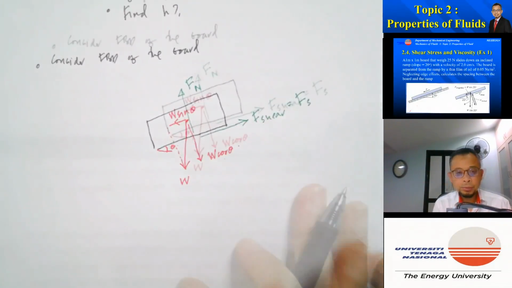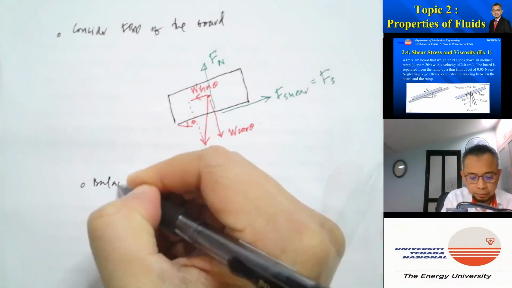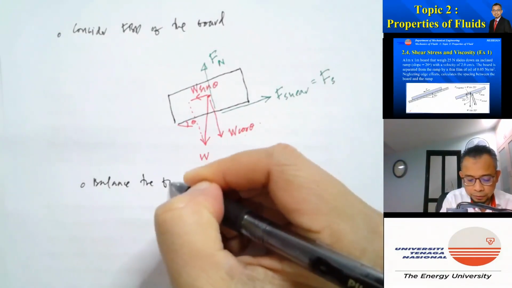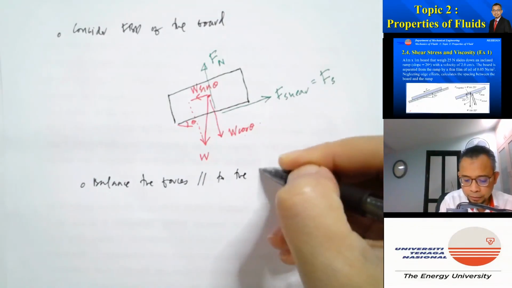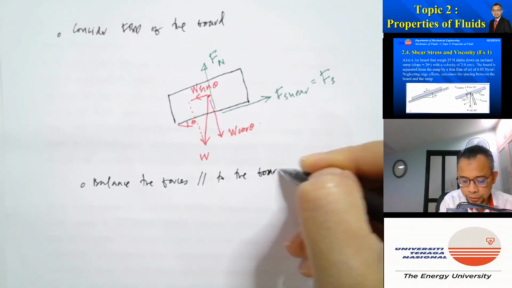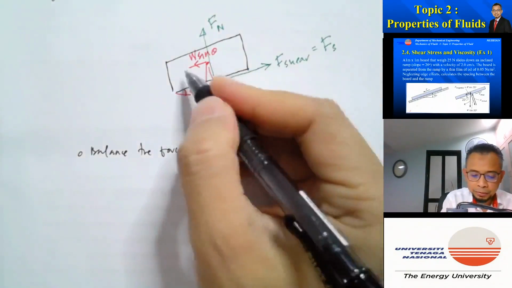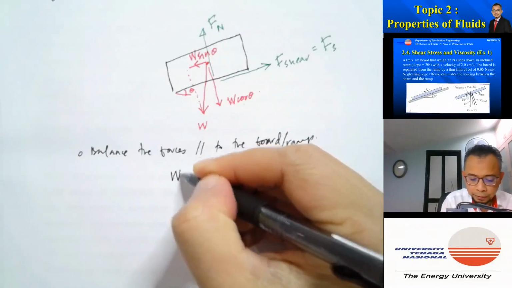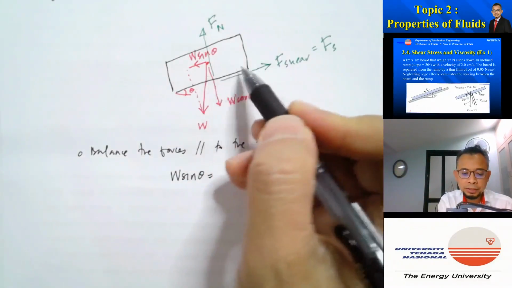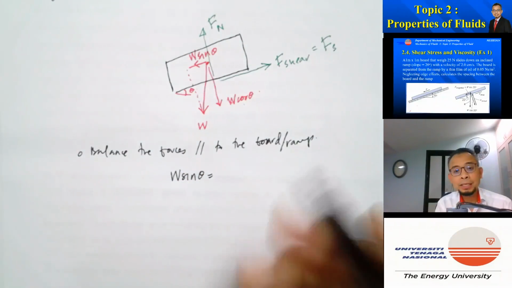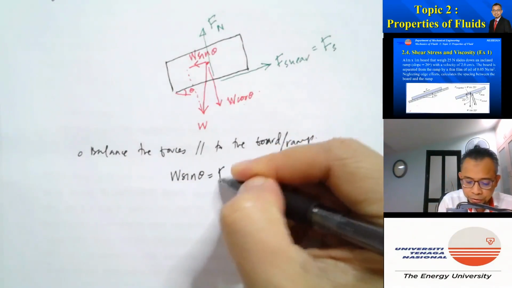But I can also balance the forces in the direction which is parallel to the board, parallel to the direction of motion, parallel to the ramp. So I can write W sine theta, which is this way, which will be balanced by F shear, since this is moving at constant velocity. Basically, it is in static equilibrium. So that's equal to F shear.